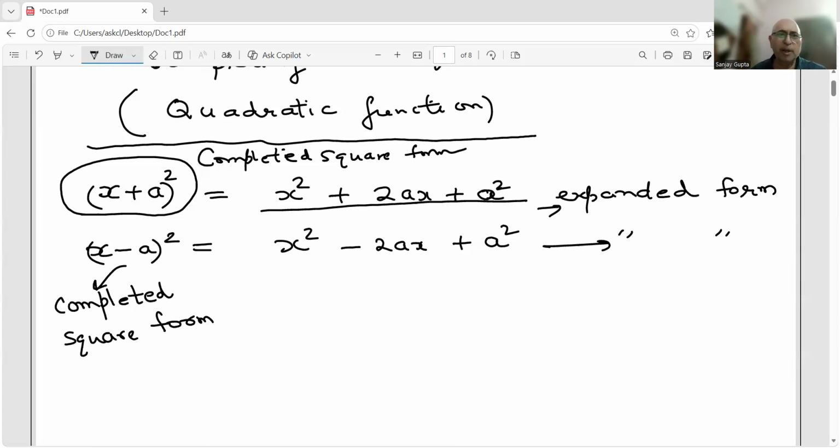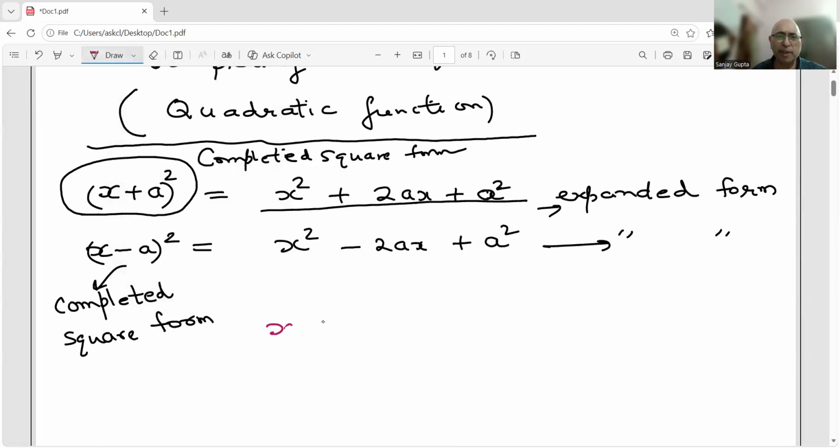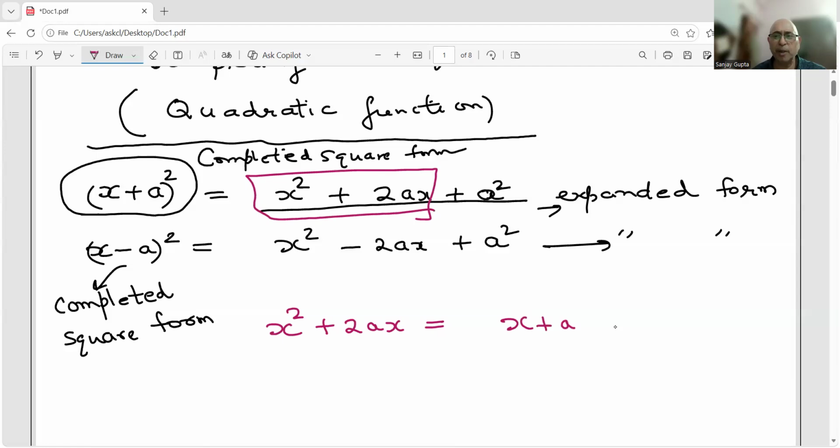Can I now just manipulate it a little bit to find the value of, let's say, x^2 + 2ax? So x^2 + 2ax is going to be equal to (x + a)^2 - a^2.